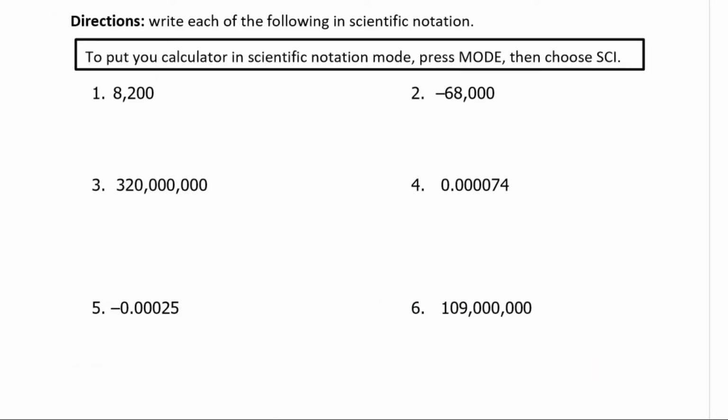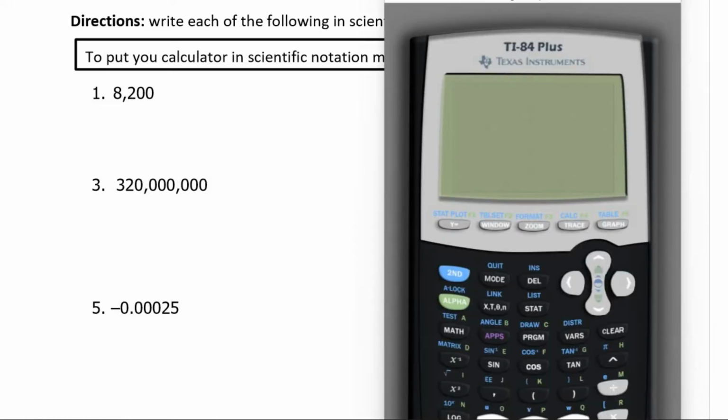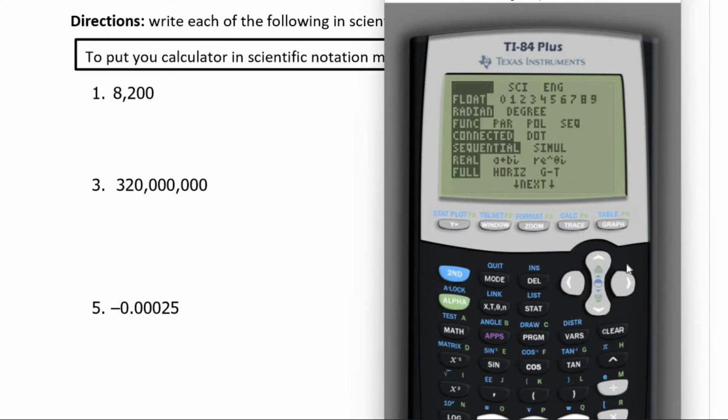In the first part of this assignment, we are going to write each of the following numbers in scientific notation, and we're going to be using a calculator to do that. Your calculator may be different than mine, but it still should have pretty much the same process. We're going to click on this button that says Mode. You're going to want to scroll to the right to be sure that SCI is highlighted. That stands for scientific notation.